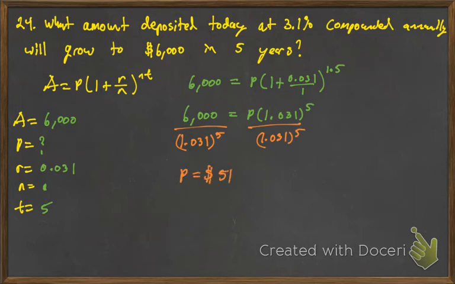Okay, and so the present value, or how much we should deposit today, should be $5,150.60, and then in the 5 years that'll grow to $6,000.